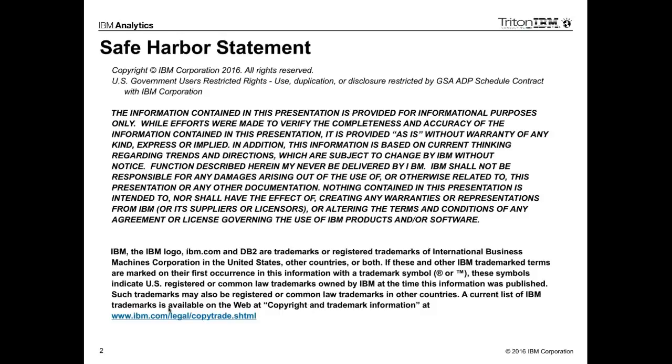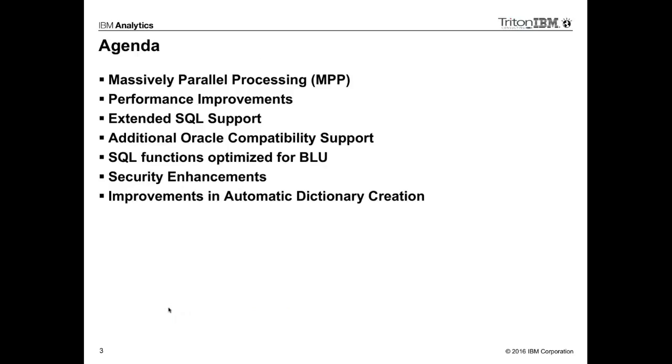Okay, let's talk about what things are happening in BLU. The big one that Iqbal's already mentioned was the massively parallel processing, or MPP, support with BLU. So we're going to get into some details about BLU itself, why you want to use BLU in an MPP environment, and what changes you have to be aware of. We're also going to talk about performance improvements in BLU, some of the SQL that's been pushed down, a couple of Oracle compatibility features, and a little more detail on what that is.